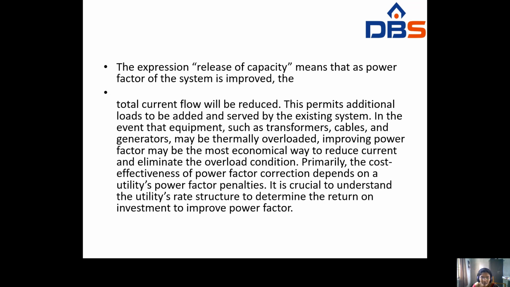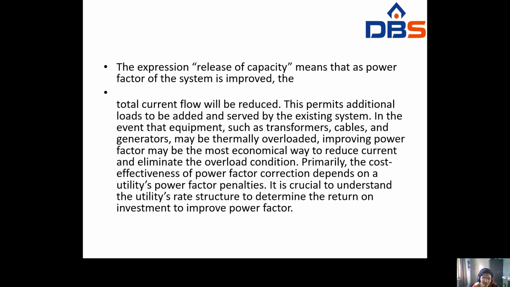Whenever you have to improve the power factor value, the correction in power factor will depend on the utility's power factor penalties. That means a power factor penalty also comes in the current bill, as we discussed in the previous class. So this will affect the utility's power factor penalties.